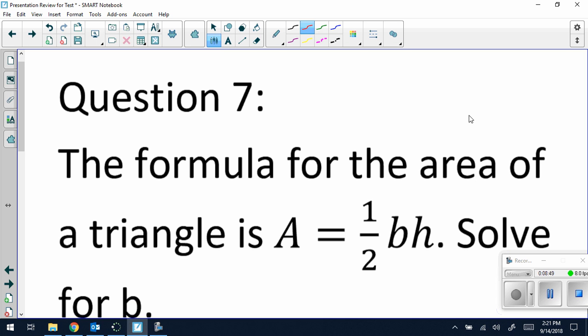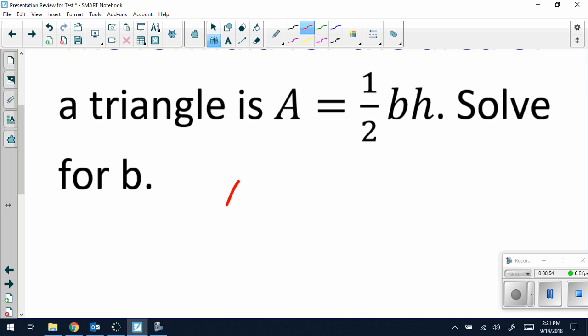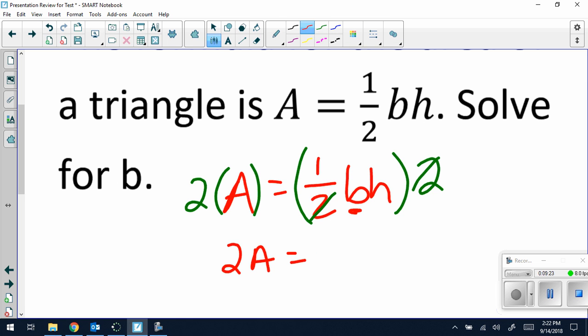Moving along to question 7, so we're about halfway done. This one gave y'all a lot of trouble, but it's actually not difficult. Remember, this is a literal equation. Means it has more than one variable. And I'm solving for b. I want to get the b by itself. It's just like solving an equation. First, I want to get rid of the 1/2. Remember, that means dividing by 2. The opposite of that is multiplying by 2. So I'm going to get 2a equals, and on this side, they're going to cancel. Boom, boom. bh.